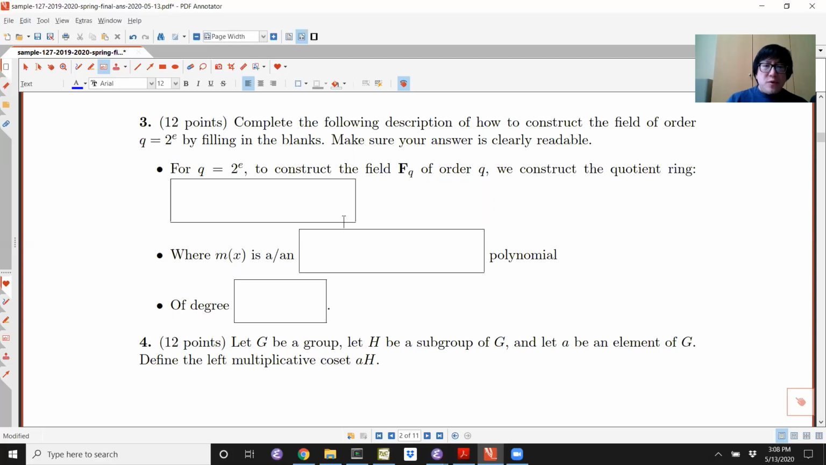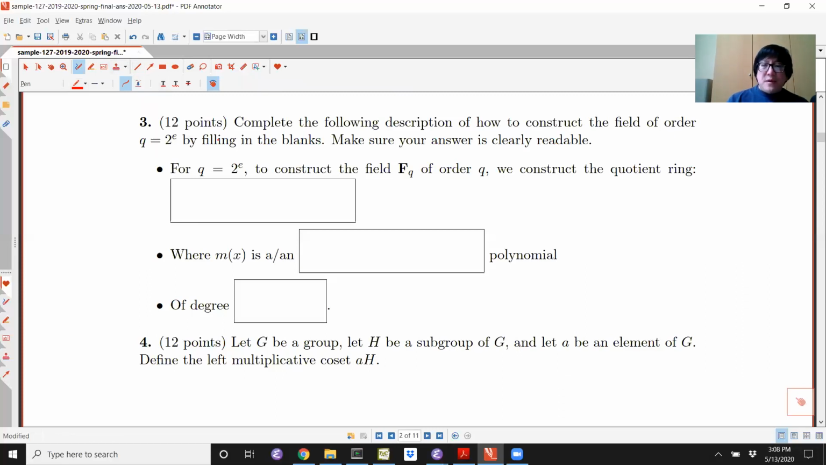Are we good? Everybody good to go on to number 3? Okay, I will probably pause for a little bit less time than usual.